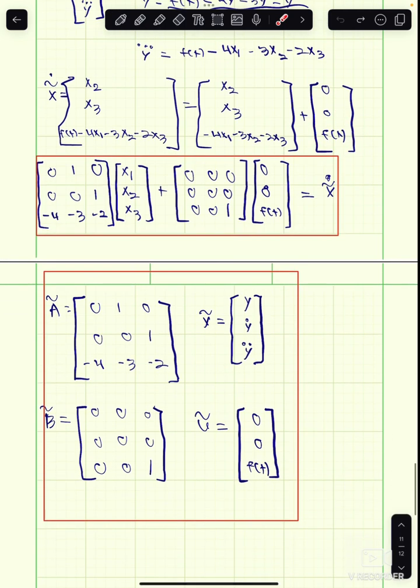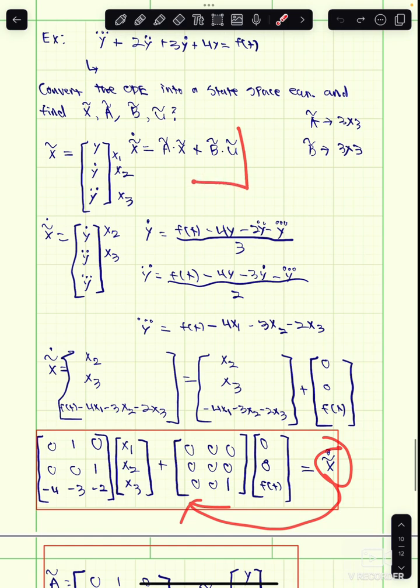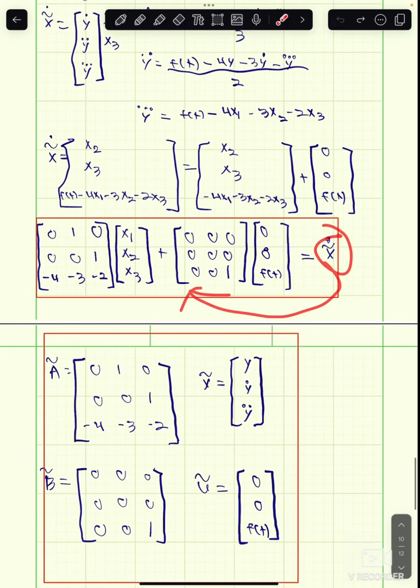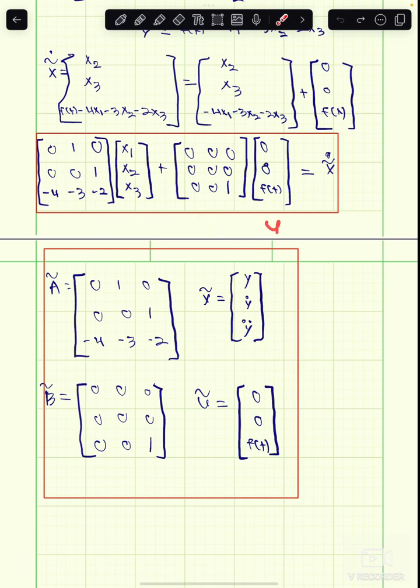And suddenly we have x tilde dot on one side of the equation and these two, which yield our original format. So we have our a tilde, we have our state vector, we have b tilde, and we have our forcing function vector.